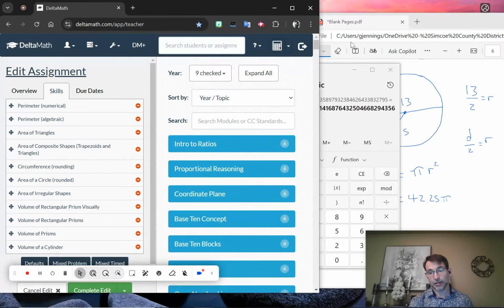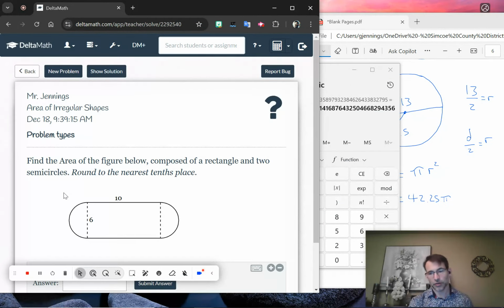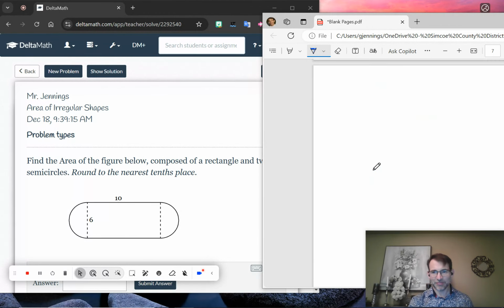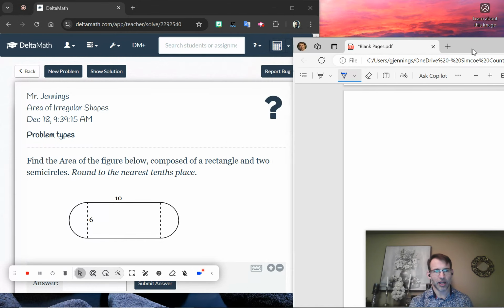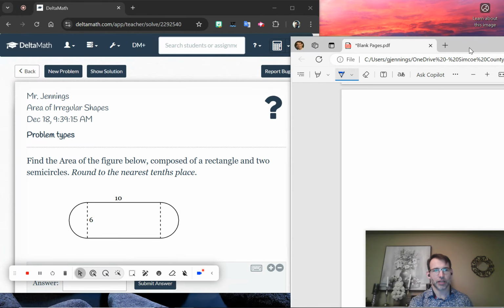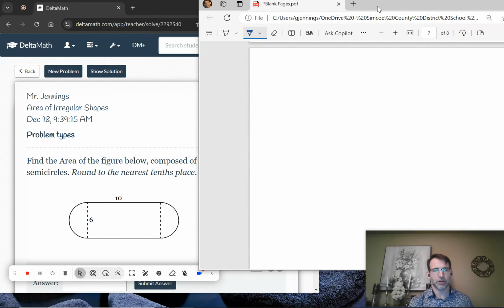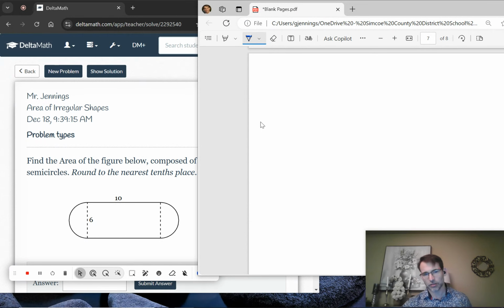And we're back. Okay. So area of a circle, rounded. Area of regular shapes. All right, that's what we want. All right, team. Now, if we get these area of irregular shapes questions, we are asked to find the area of this shape composed of a rectangle and 2 semicircles, rounding to the nearest tenth place.